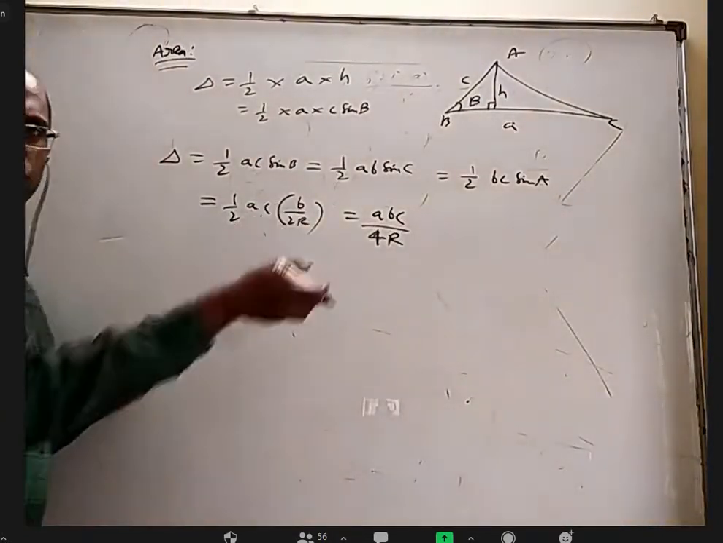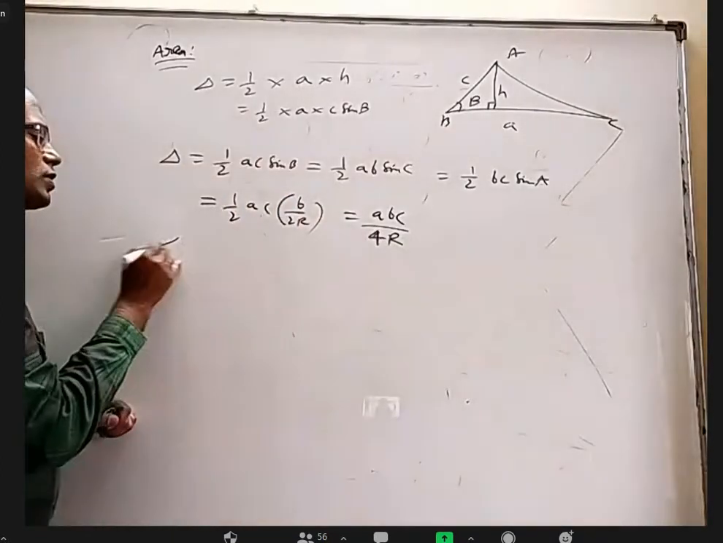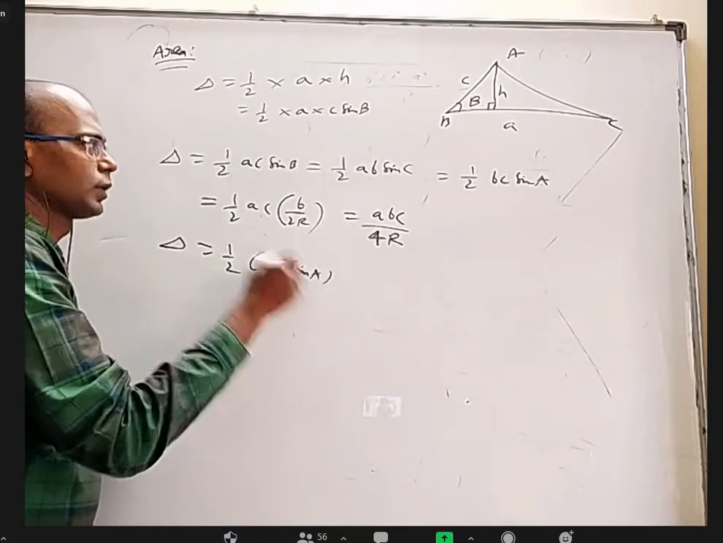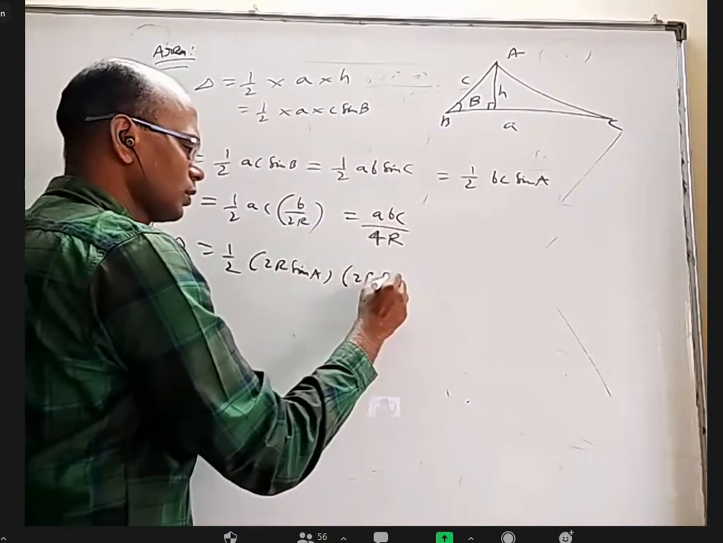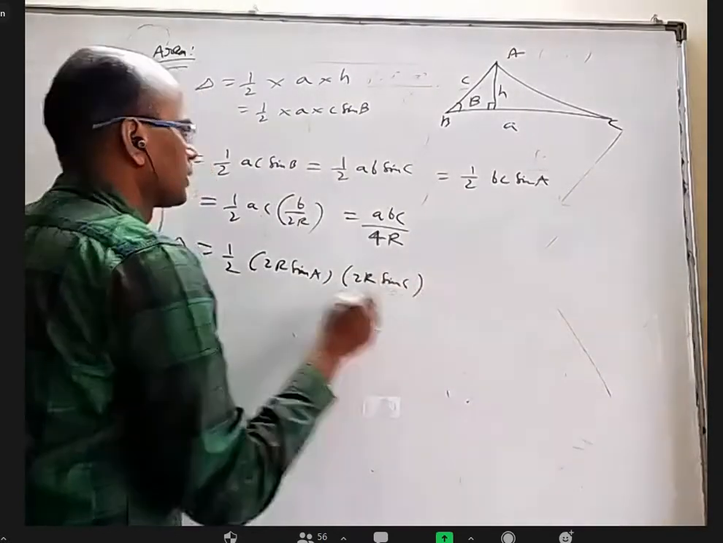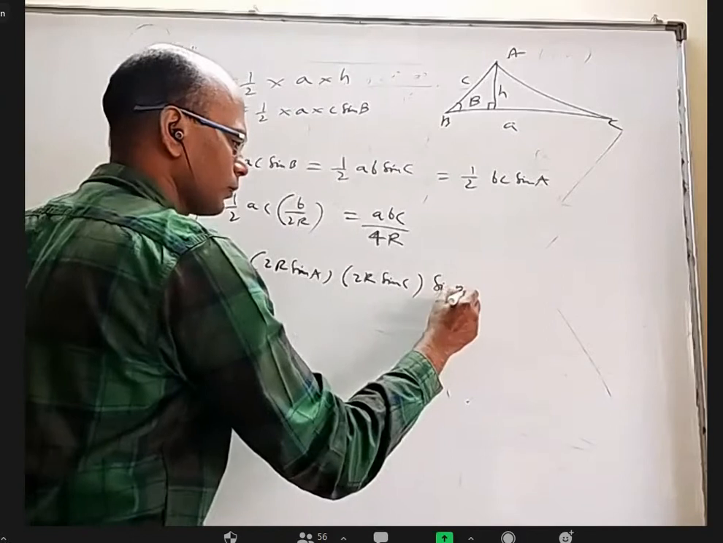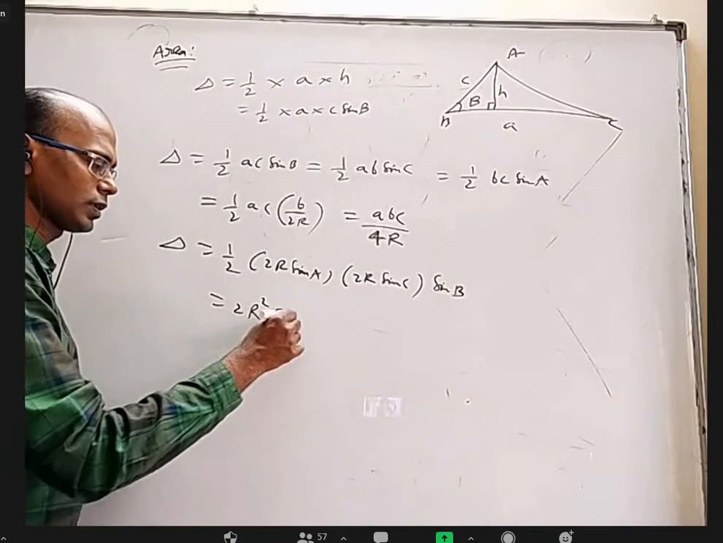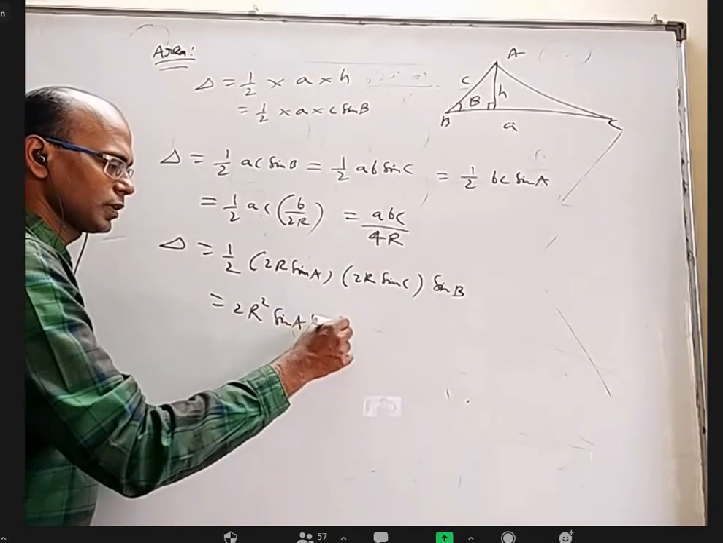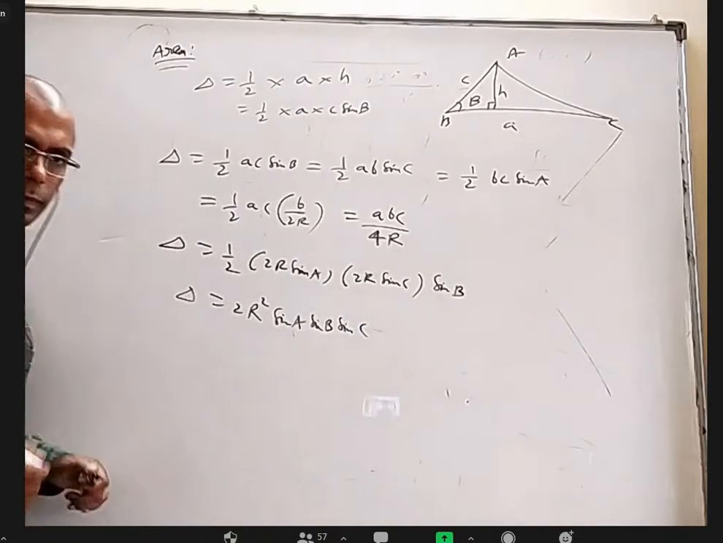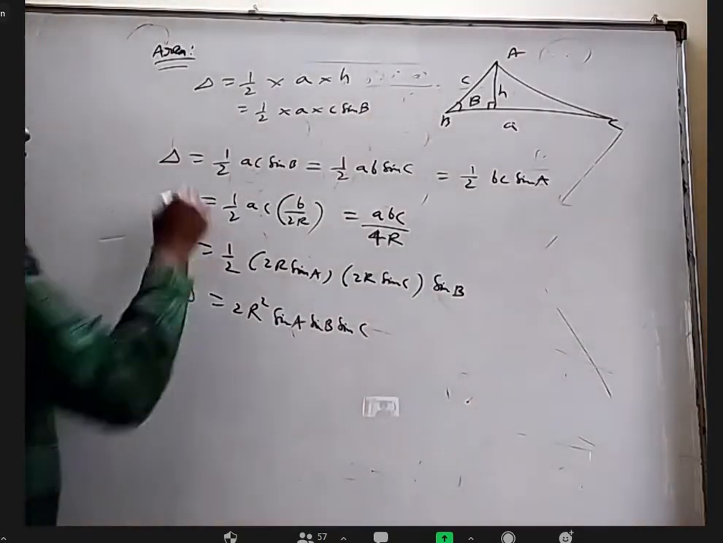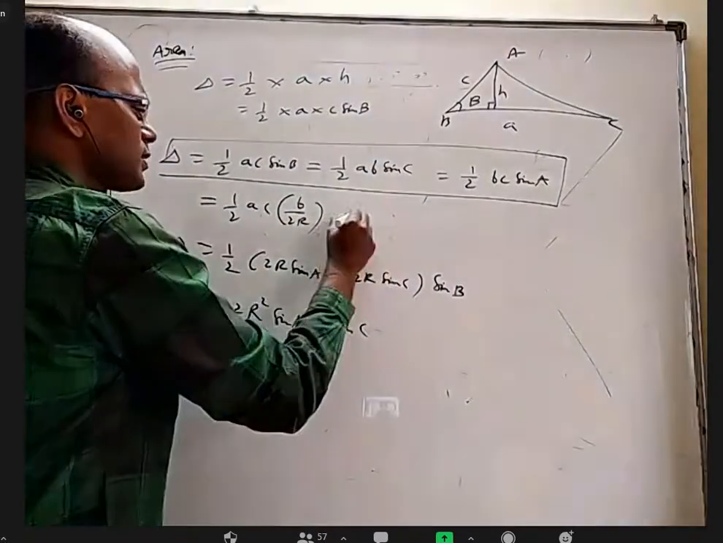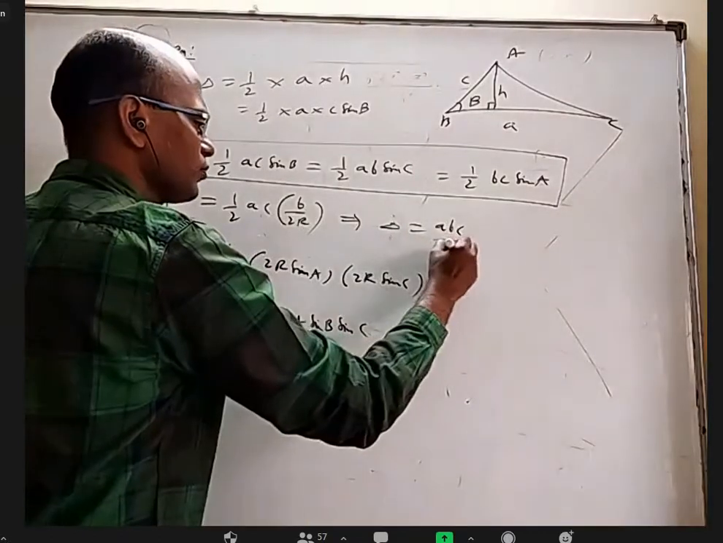So converting to sides, I can also convert everything into angles. How is that? In the place of small a, I can write 2R sine A. In the place of small c, I can write 2R sine C. In the place of sine B, I'll write sine B as is. If I cancel the 1 and 2, it will come 2R square sine A sine B sine C. So this is one formula for the area of a triangle. Another formula is delta equal to abc by 4R.